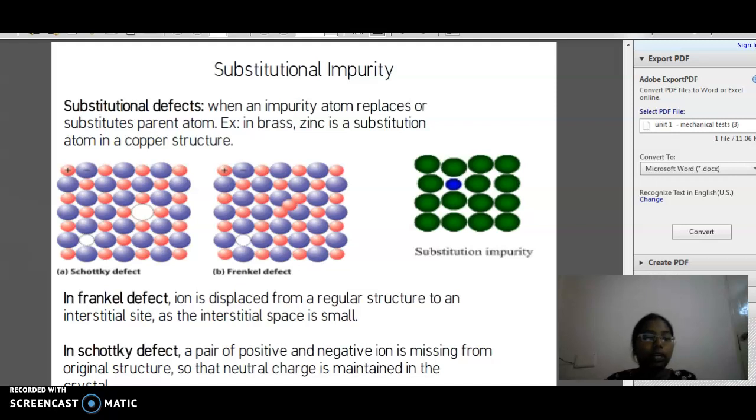Frenkel defect is when an ion is displaced from a regular structure to an interstitial site, as the interstitial space is small, which is shown in the figure. Schottky defect is when a pair of positive and negative ions is missing from the original structure, so that neutral charge is maintained in the crystal.